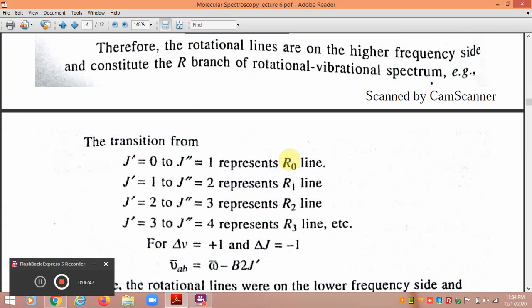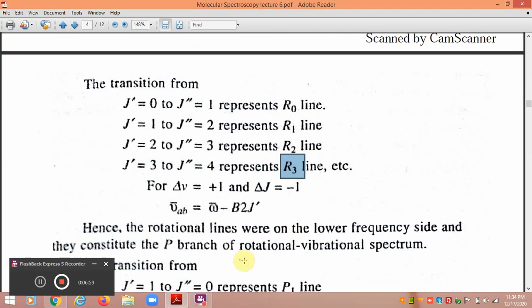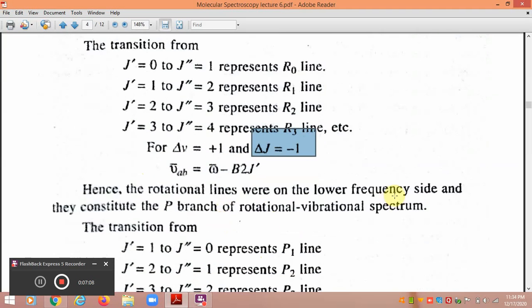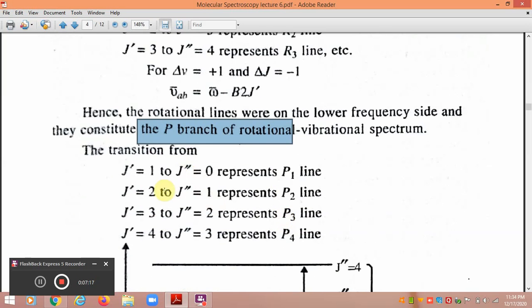So for J equal to 0 to 1, we are getting the first line R0, 1 to 2 R1, 2 to 3 R2, 3 to 4 R3. In this way we are getting different R lines. For another condition, delta V is equal to plus 1, delta G is equal to minus 1, so the frequency is omega bar minus something, so it is on the lower side of the frequency and gives lines called the P branch lines of the rotational and vibrational spectrum. And 1 to 0 it will be P1, 2 to 1 it will be P2, P3, P4.